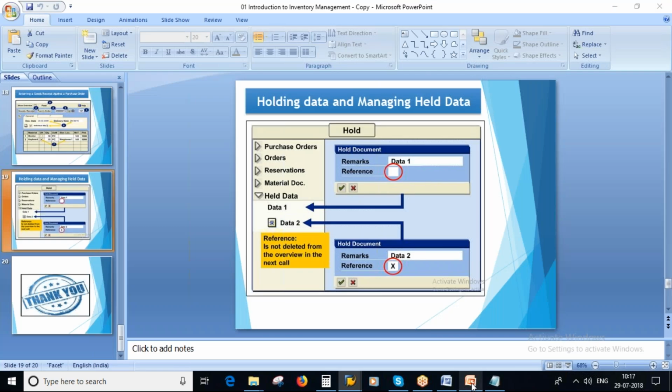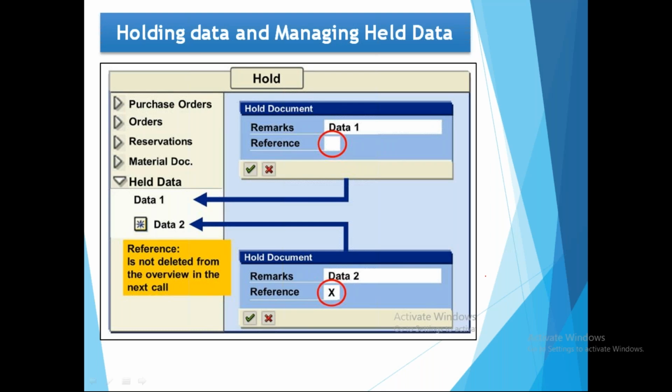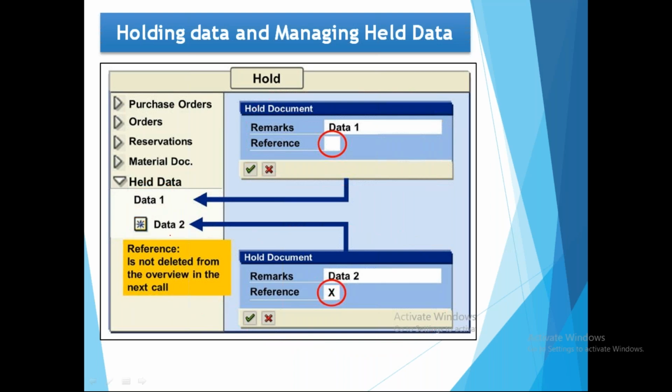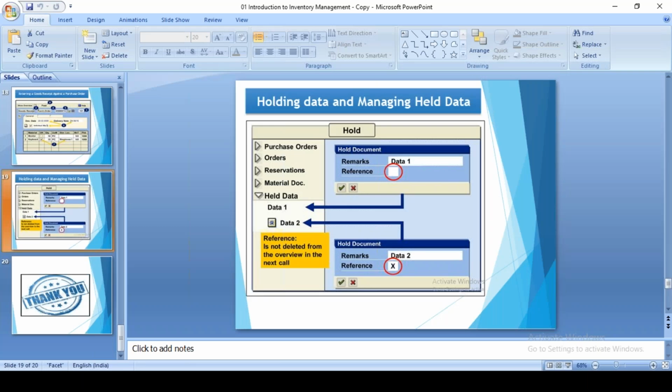Now again, in the held data, you can have a reference. So if you use normal hold, what happens is once you do the posting, it will disappear. But if you use the hold document with reference option, you will get a star indicator. This reference is not deleted from the overview, even though you do the posting. You have to manually delete it. So I'll show you that.